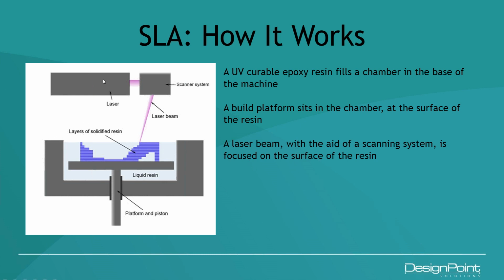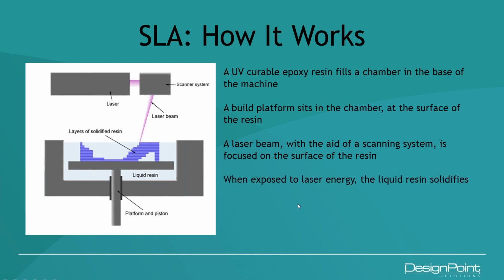So we have a laser here. It's not a high-power laser. It's actually a relatively low-power laser. The laser energy goes into the scanning system, which is interfaced with the computer that tells the scanning system, by steering mirrors, where to aim the laser beam and focus it. It will focus on the surface of the resin, and anywhere that the resin has been exposed to the laser, it instantly changes state from a liquid to a solid. And that's how we start building our parts layer by layer by layer.